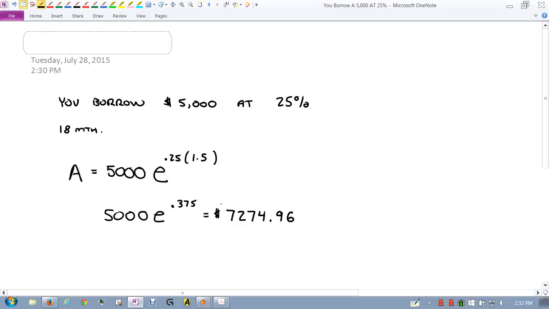That's an additional $2,000. And if you look at the difference, 7274, let's say, minus 5,000. Okay, the difference here, the interest that you wind up paying, you pay $2,274 in interest after that 18 months is up. If you divide that by your original amount, 45%. So basically you're going to pay almost half of what you borrowed, half back in interest.